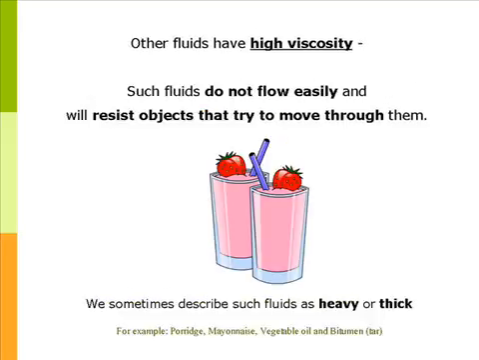Other fluids have high viscosity. Such fluids do not flow easily and will resist objects that try to move through them. We sometimes describe such fluids as heavy or thick. For example, porridge, mayonnaise, vegetable oil, and bitumen, which is used on the road.